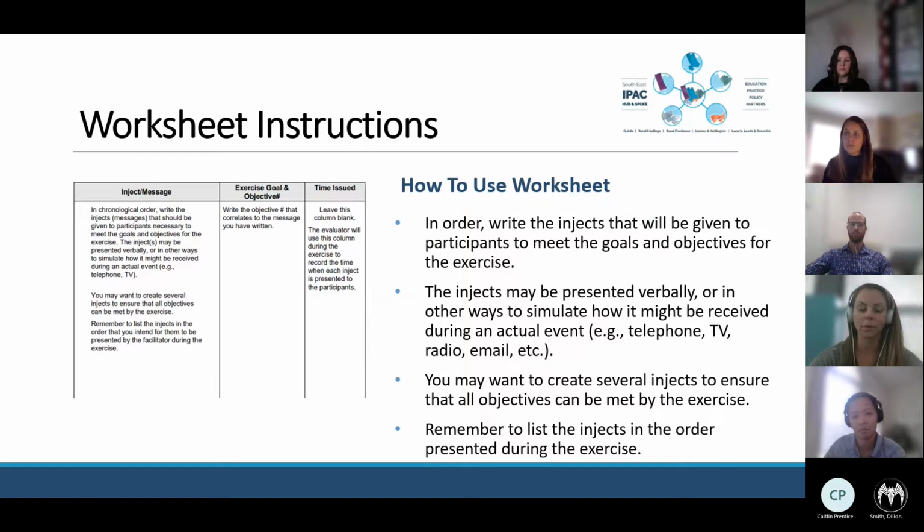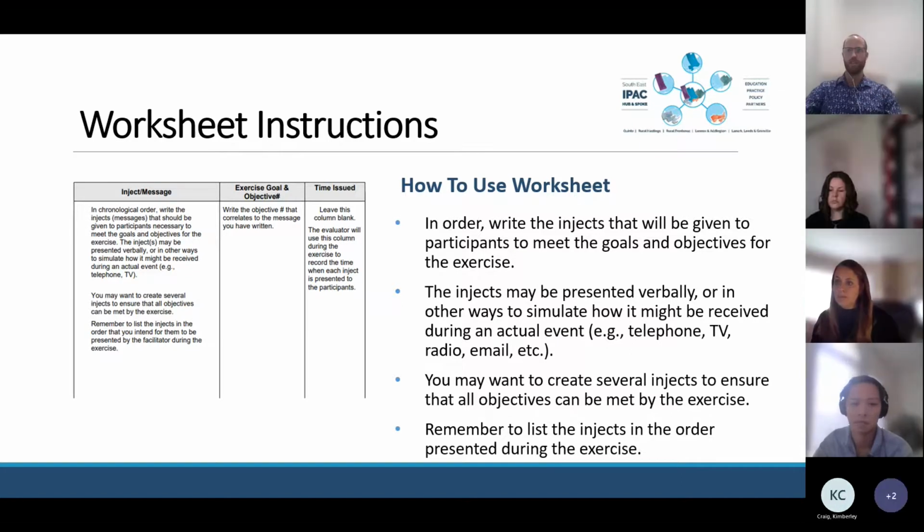Eric's going to run us through more of the worksheet. Awesome. Thanks, Kim. So it is helpful for participants to have details provided or the ability to take notes to assist with engaging group discussion. Having details of the injects or messages in the order that they're presented can help to keep the exercise focused and on track. The first column can be used to list injects in the order that they will be given.